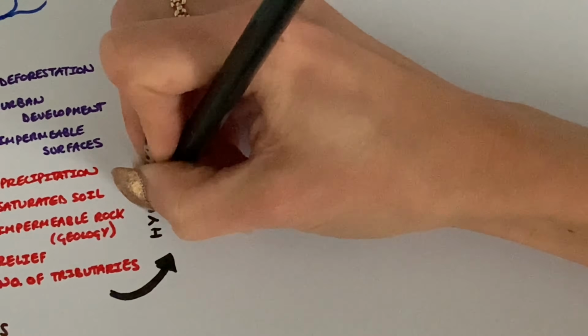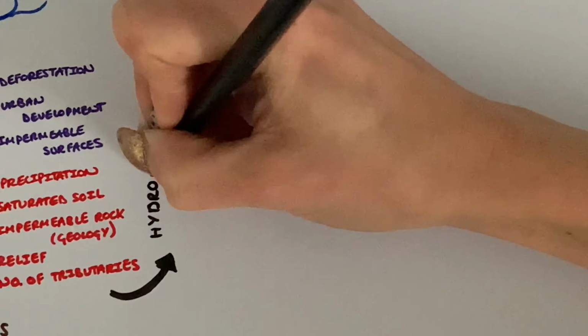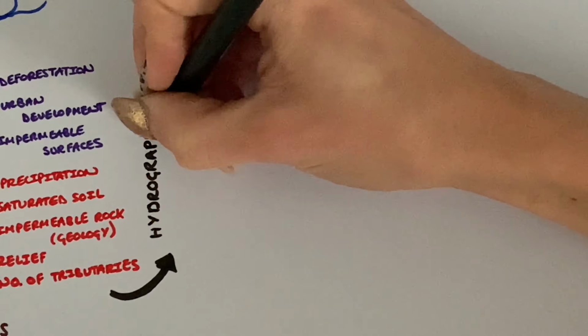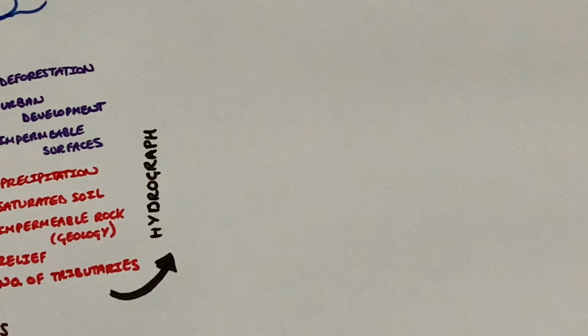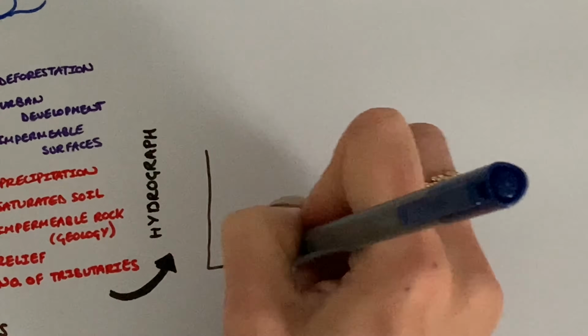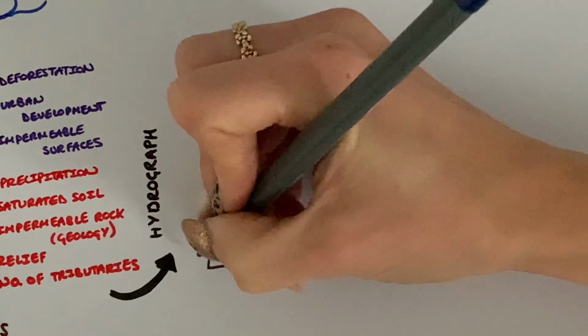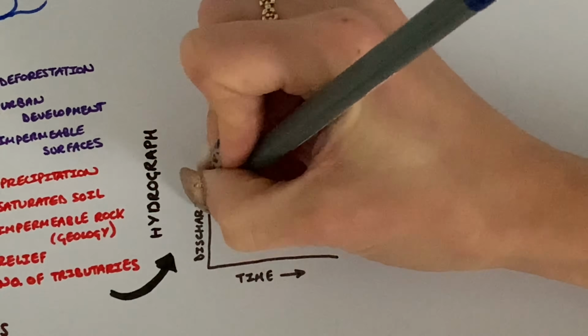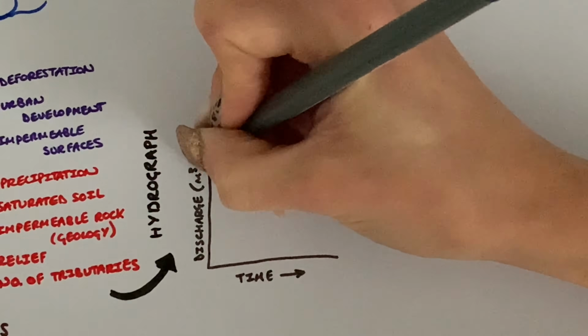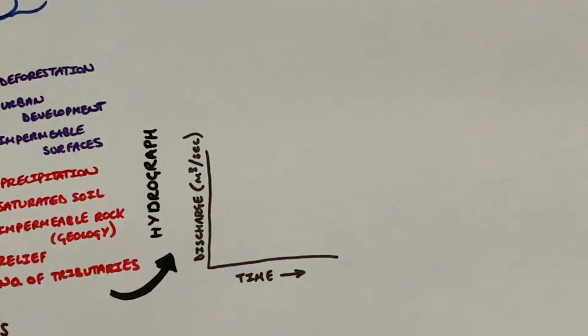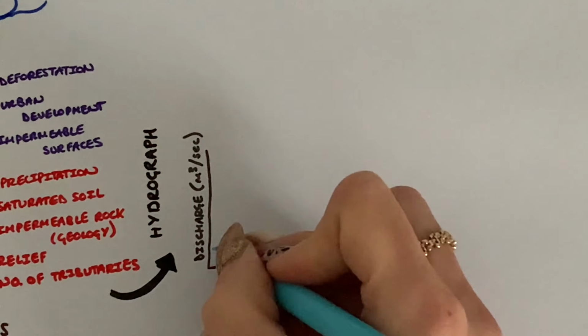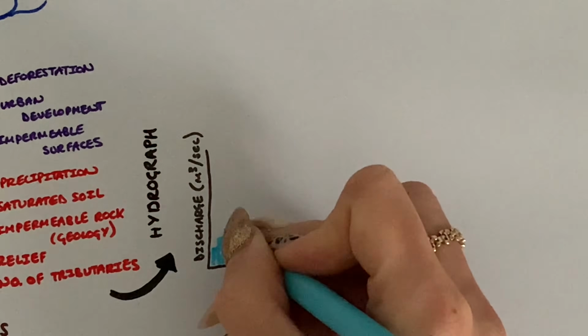Now, when we're thinking about flooding, as geographers, we can draw something known as a hydrograph. You might have also been taught that it's called a flood hydrograph. Either is fine. So a hydrograph is used to measure a river's flow or discharge and show the change in river discharge, the amount of water in the river, over a short period of time after a storm has occurred.